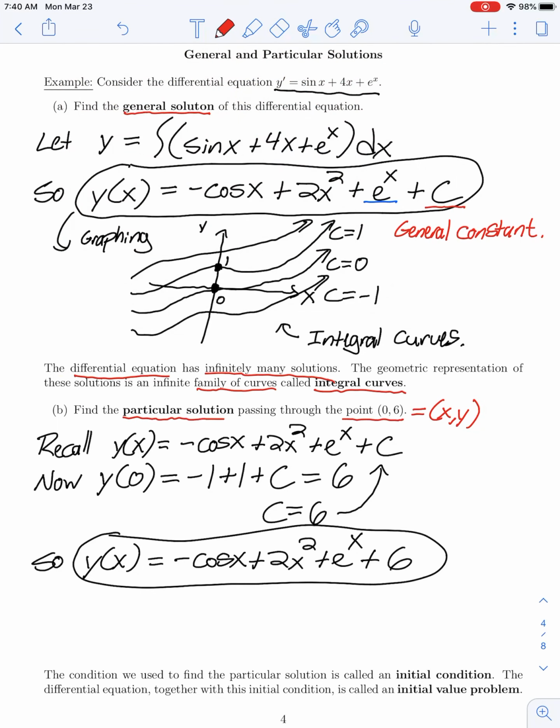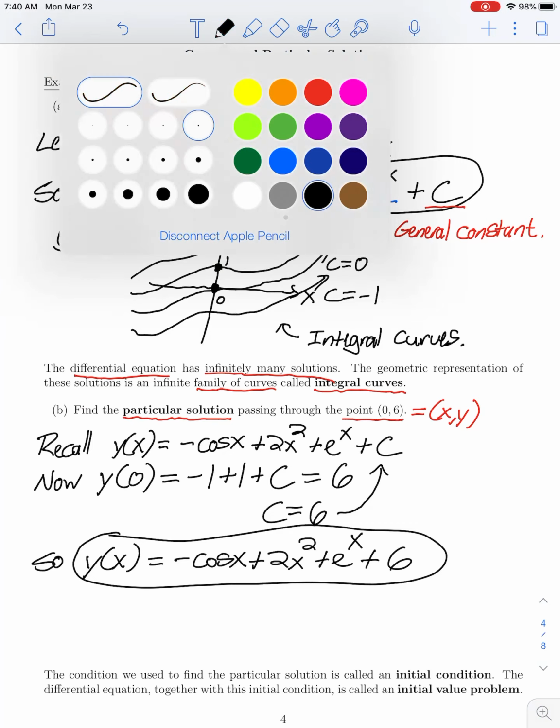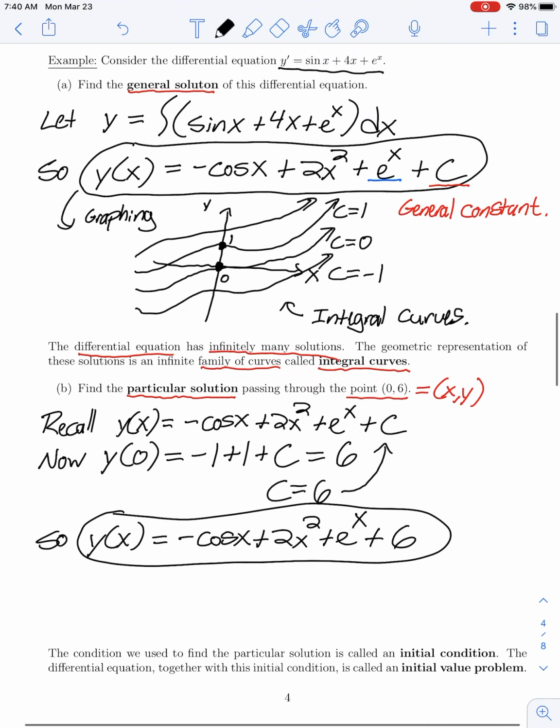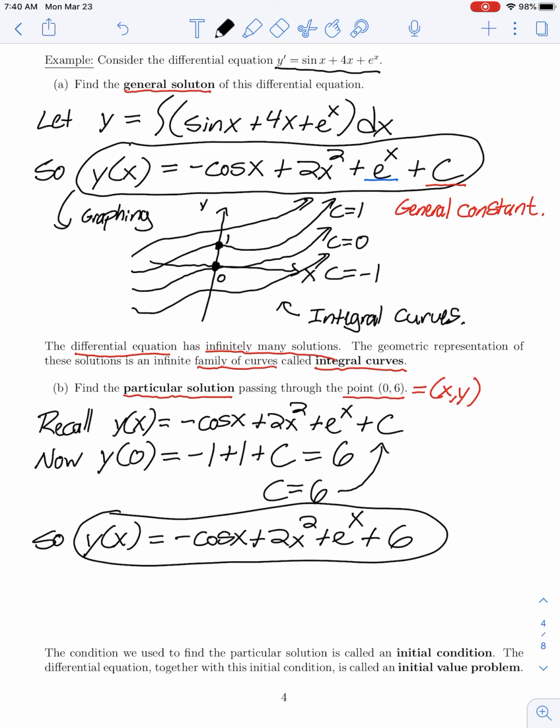So this sort of solution is sometimes called a particular solution of our differential equation. Now, this condition that we were using to find our particular solution is called an initial condition. So the condition that we were given, that our curve had to pass through the point 0, 6, is what is called an initial condition.